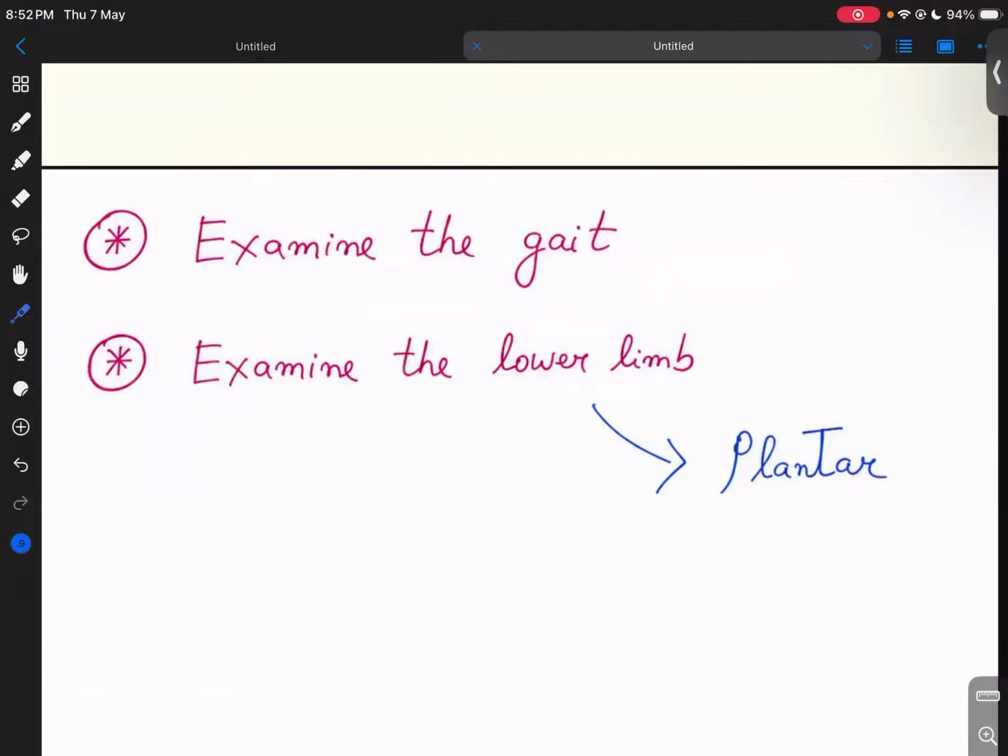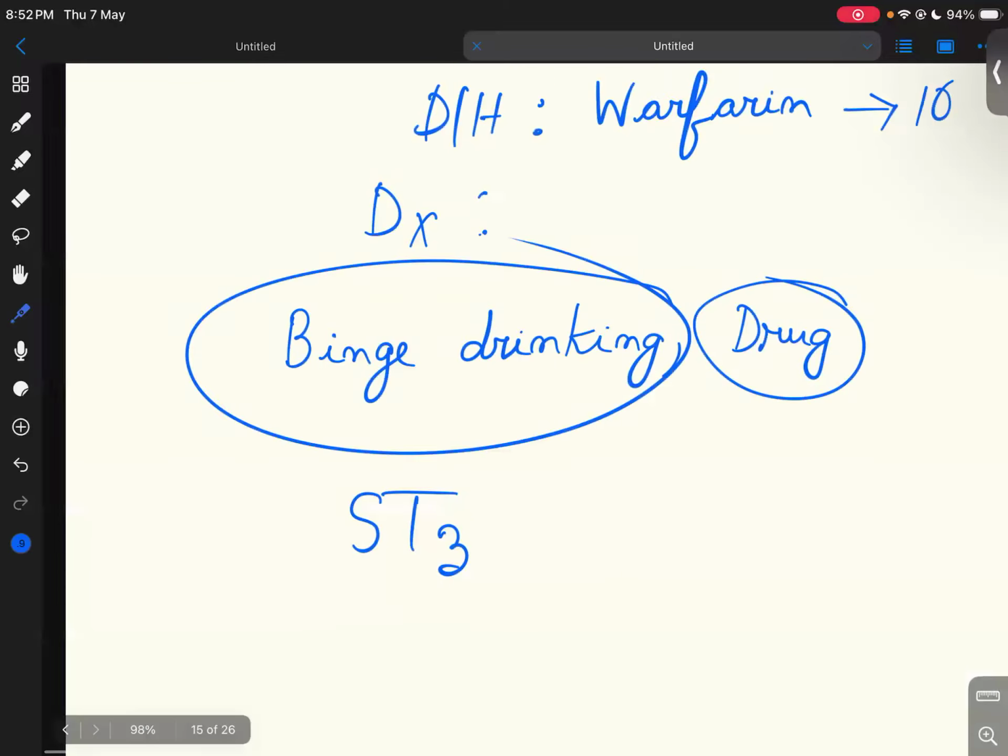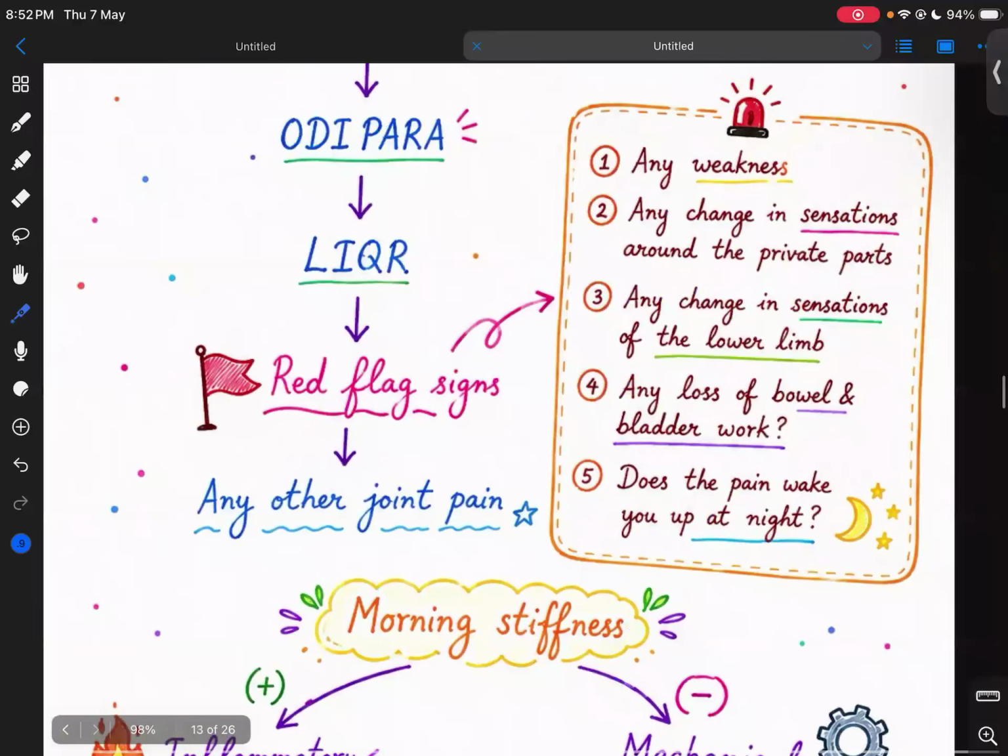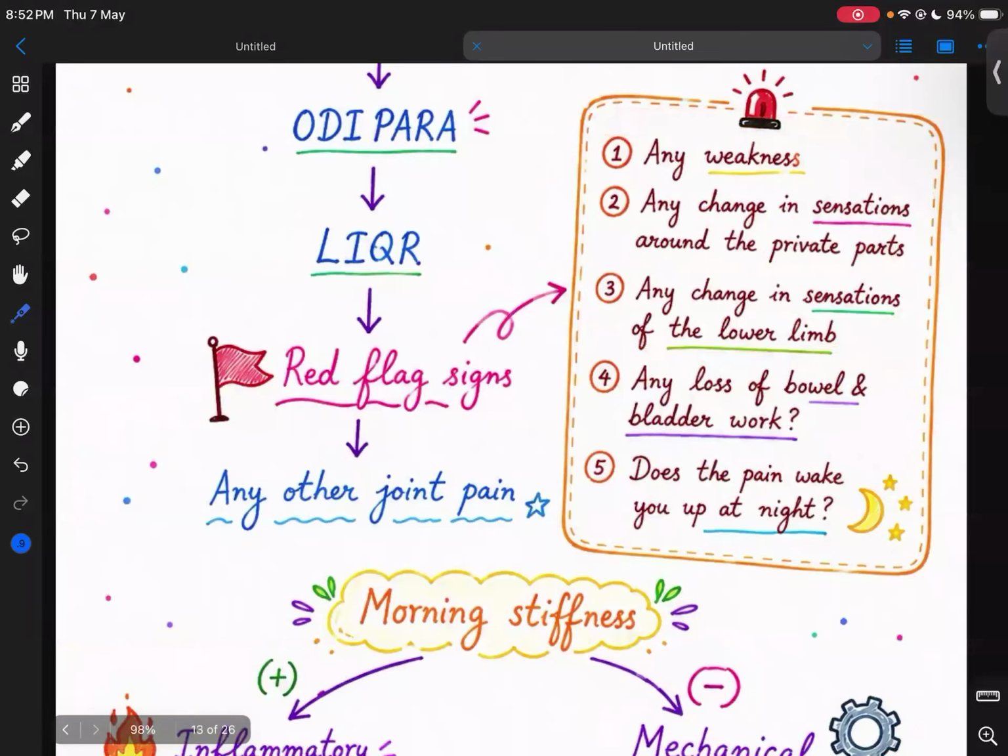And in the physical examination, whatever the cause of low back pain is, always examine the lower limb, ruling out cord compression. If you don't get enough time, at least check the plantar. By checking the plantar, you are showing the examiner that you are ruling out cord compression, which is a red flag sign we have already discussed. You will never get any real cord compression case in the PACES exam, but you are giving an impression to the examiner that I am ruling out cord compression by checking the plantar of the patient.